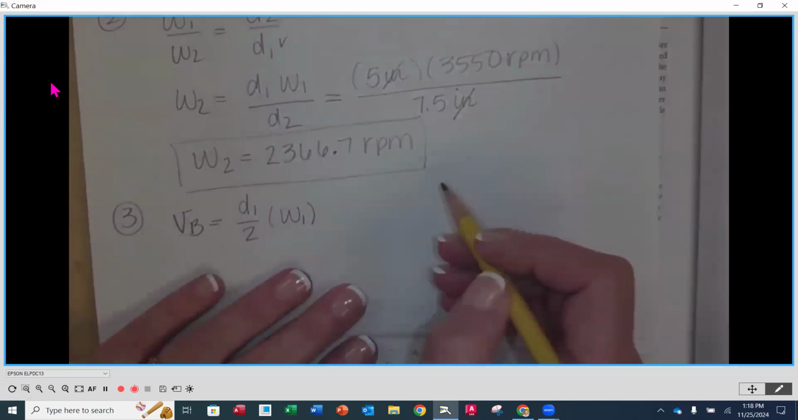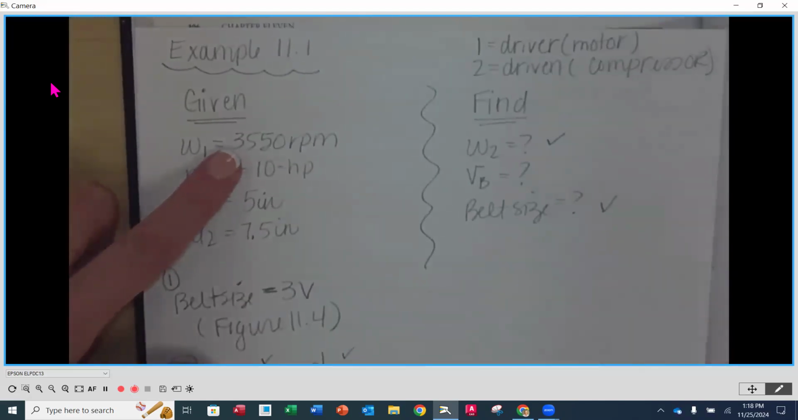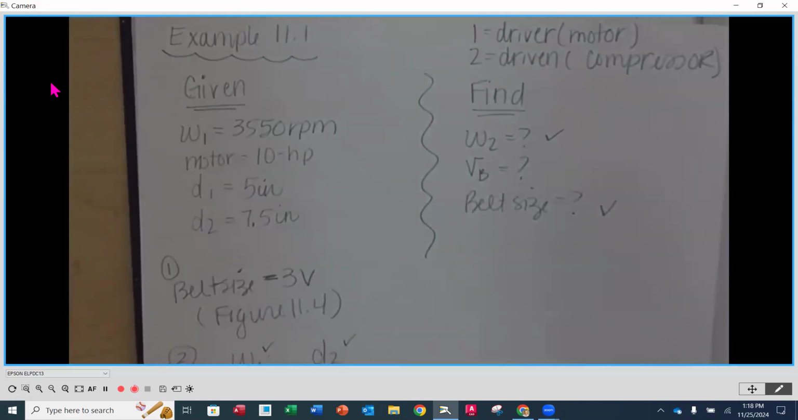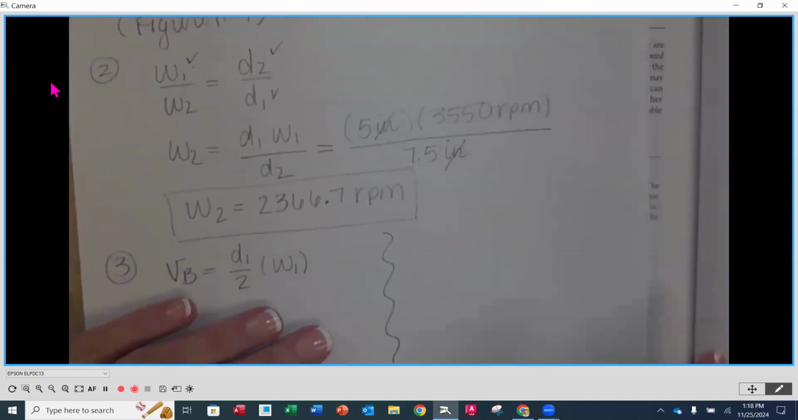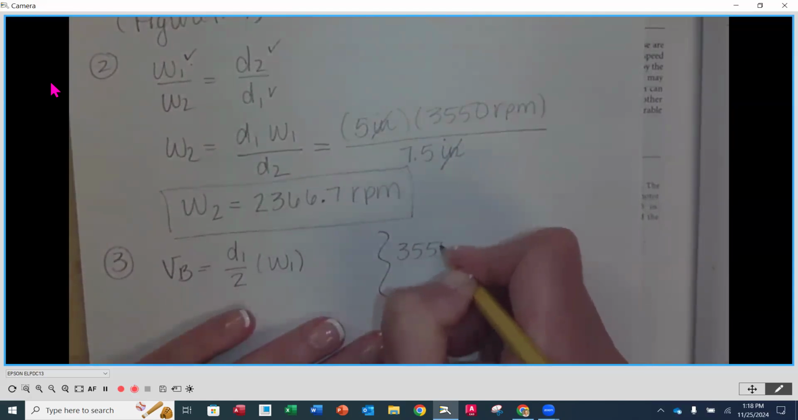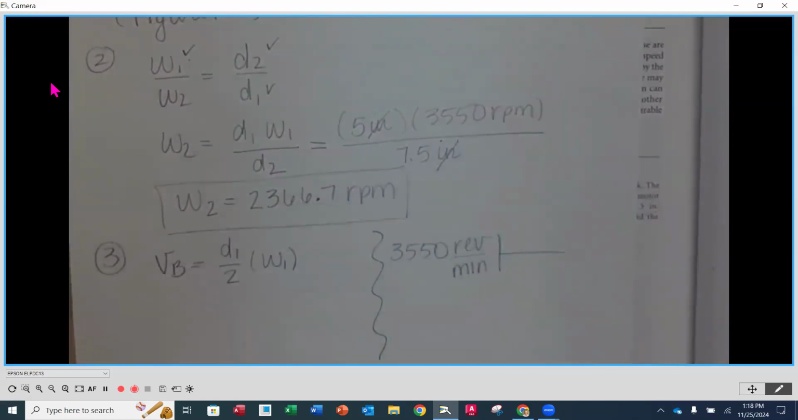So over on the side here, we need to take our W1 from 3550 RPMs and get it into radians per minute, not radians per second, again, because we're going to be reporting in feet per minute. So go ahead and do that conversion. So radians per minute, there'll be one less conversion level that you have to do here if you would.